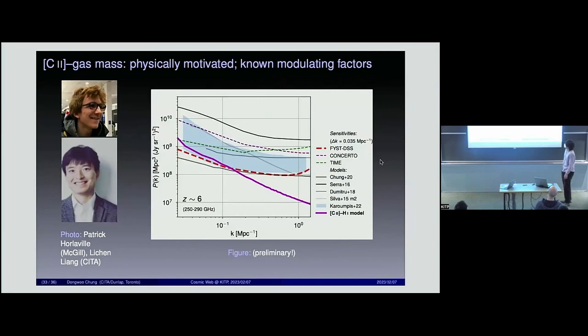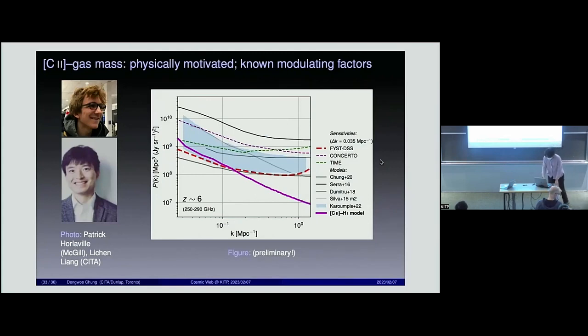And of course, we can make a power spectrum prediction out of it and put it on top of all our other models. Of course, I wouldn't put too much stock into the normalization quite yet, because we know the modulating factors, but the normalization is the thing that we will try to constrain with this kind of line intensity mapping experiment.